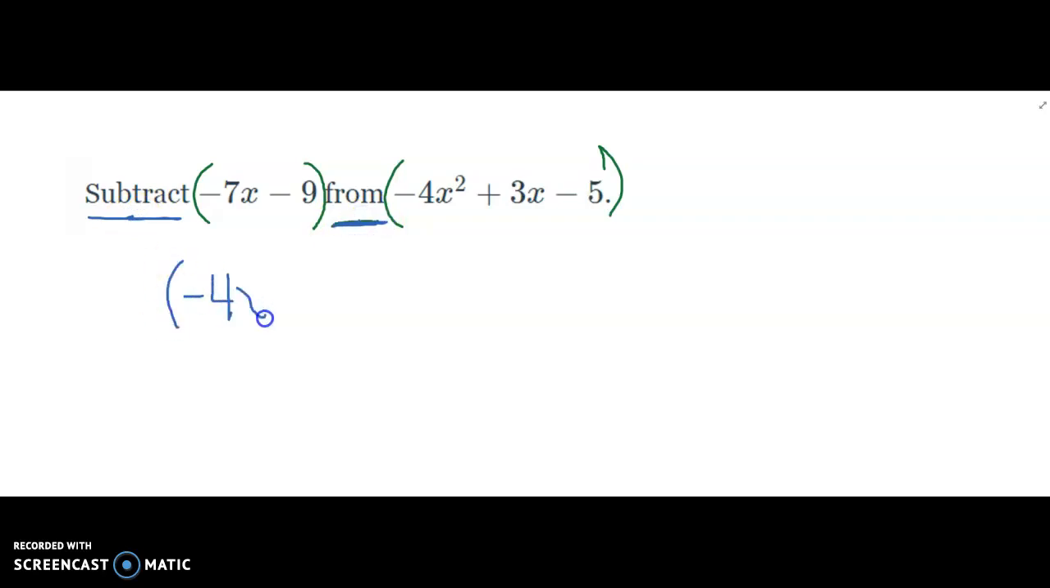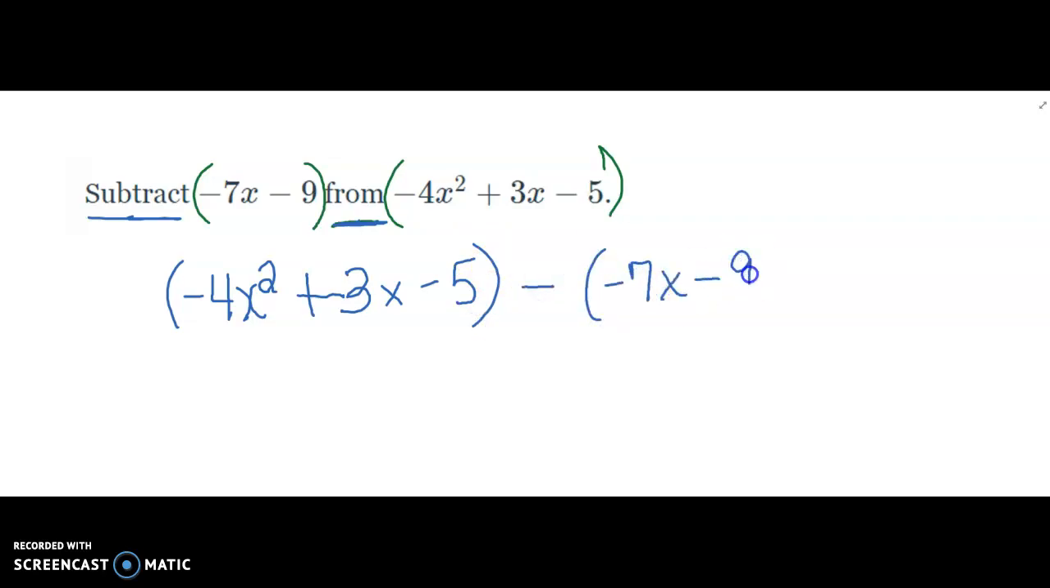We have negative 4x squared plus 3x minus 5, and we're going to subtract negative 7x minus 9 from it. And that's how you would write it. A lot of students confuse that order, so just be very careful with that.